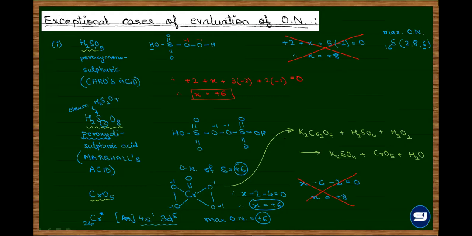If you look at the color change for this, what color does the dichromate have? Orange, or reddish orange. And the peroxide of chromium is a blue colored compound, light blue colored compound. So sometimes it is also asked that when acidified dichromate is treated with hydrogen peroxide, the compound formed has an oxidation number of +6.